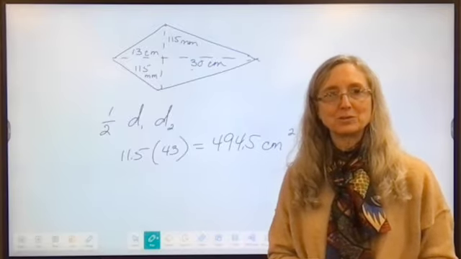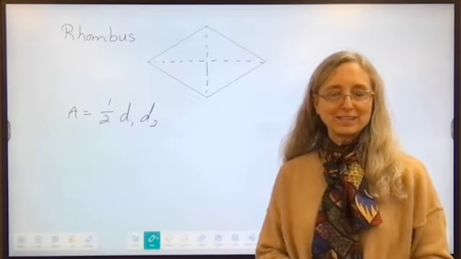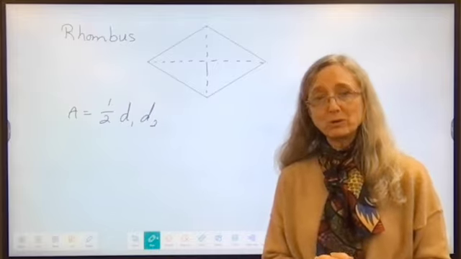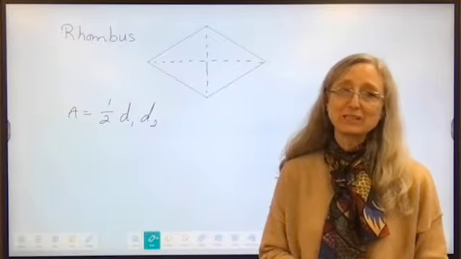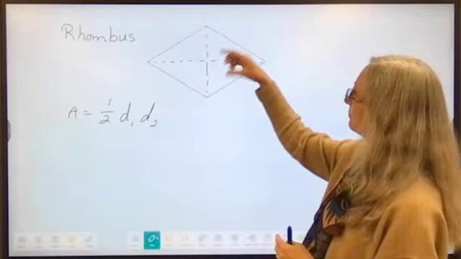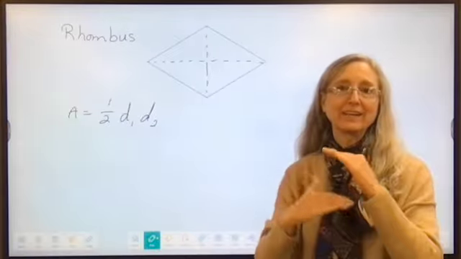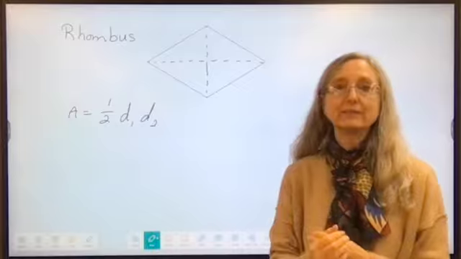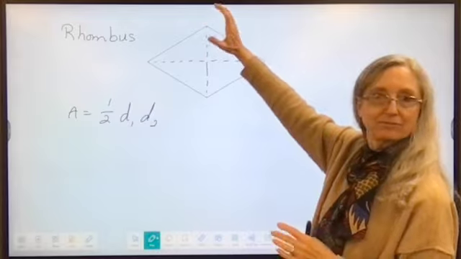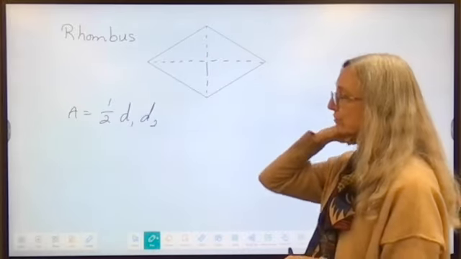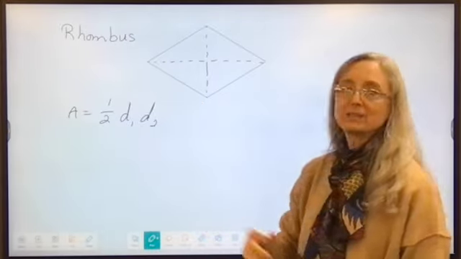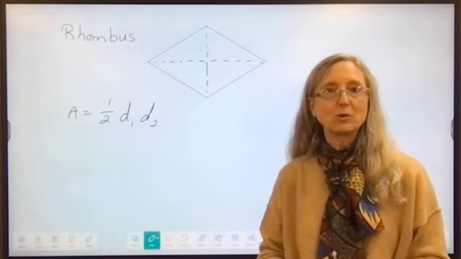Our next figure is a rhombus, and what makes this so easy is that the formula for the rhombus is exactly the same as the formula for the kite, for the exact same reasons. If I cut this, I could put this piece here and it would end up being a rectangle. So it's basically base times height, except its height would only be half, just like the kite. So the formula is the same. The area is 1/2 of diagonal 1 times diagonal 2 in any order that you want.